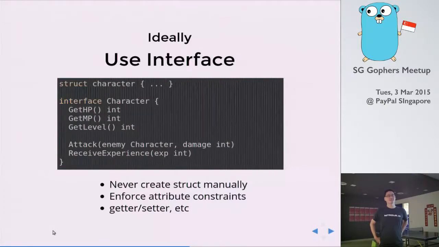Which means that you can define a minimal set of interface. For example, you can say a character interface is something with a getter for HP, MP, and level. And then you can define an attackable character, a character that can attack, as another interface. So you can put an attack in another interface called attackable character. You have to use a different language paradigm to inherit.